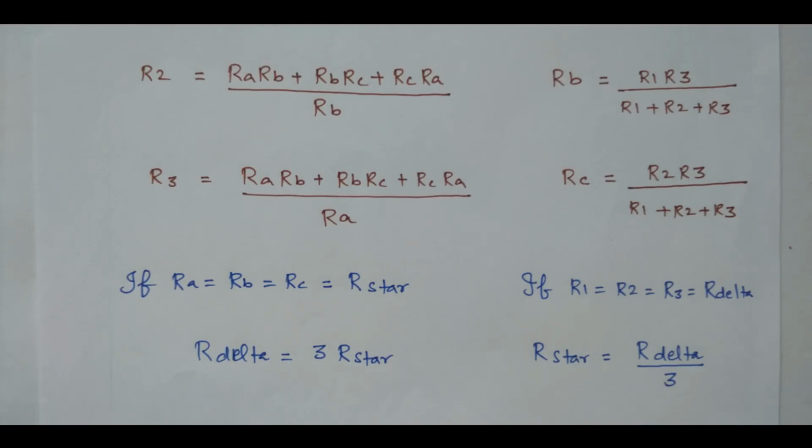So in this video we discussed what the transformation is, what the star connected network is, what the delta connected network is, then delta to star transformation, then star to delta transformation, then the summary, and what the equivalent value is if all the resistors are equal. These things are discussed. Thank you.